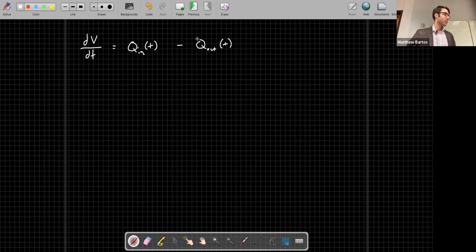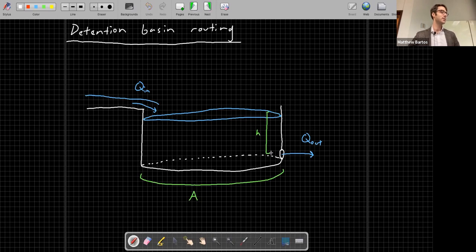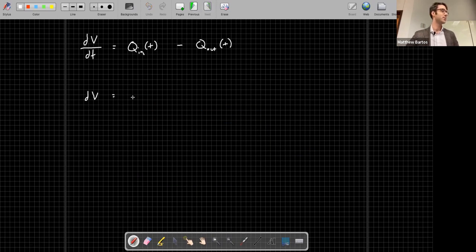Okay, and the pond is roughly cylindrical in shape. So we can express the change in volume as equal to what? So we have the depth in the pond, right? Exactly. So the change in volume in the pond is equal to the area times the change in height. That's exactly right. So we can rewrite this first equation, substituting in our expression for dV. We end up with A times dH/dt is equal to Q in of t minus Q out of t.